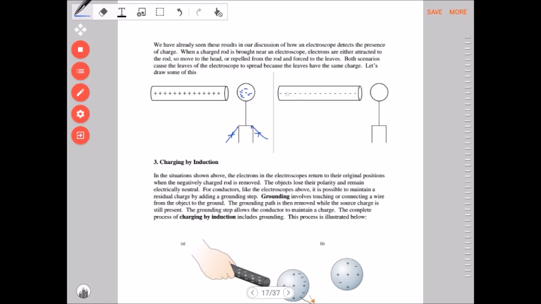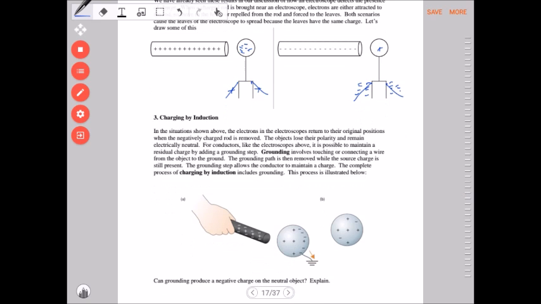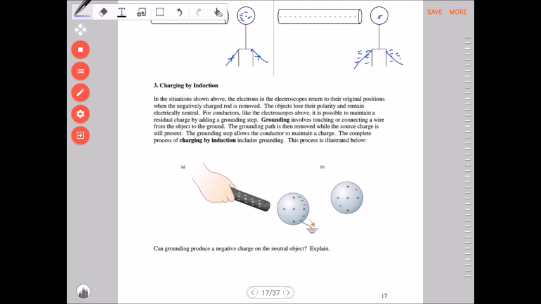When we bring a negatively charged rod, of course, it forces all the negatives further away. So the net result is the electrons migrate down to the leaves, leaving the head partially positive and the leaves negative. Of course, if both leaves are negative, then they separate and it looks the same. Awesome. So this brings us to charging by induction.